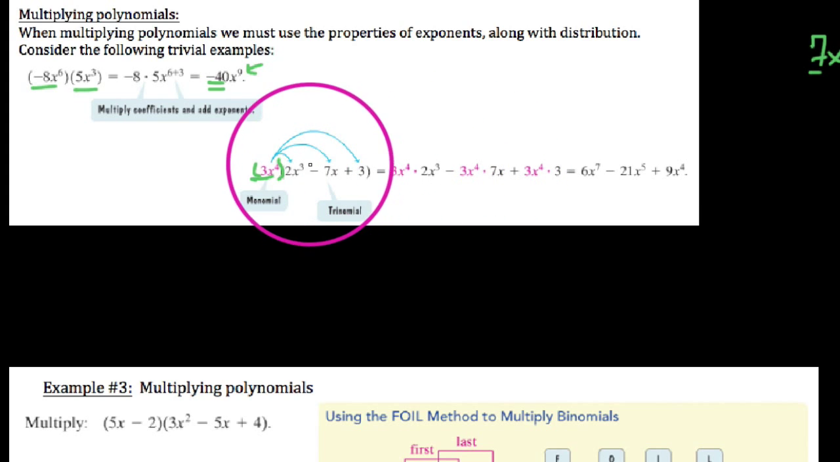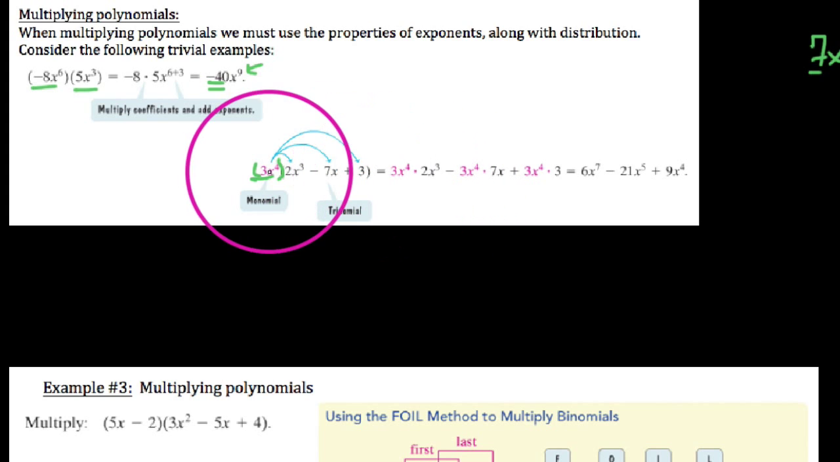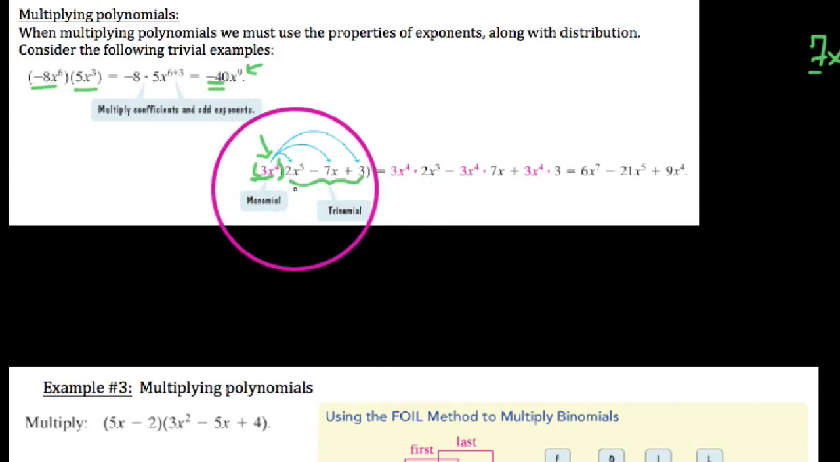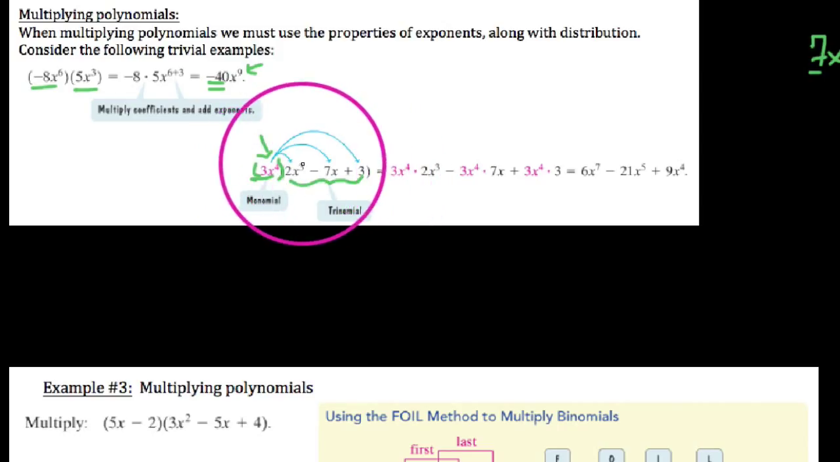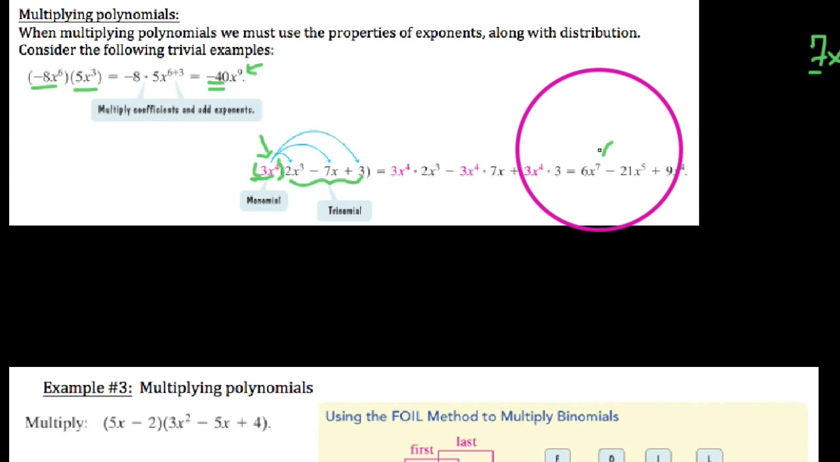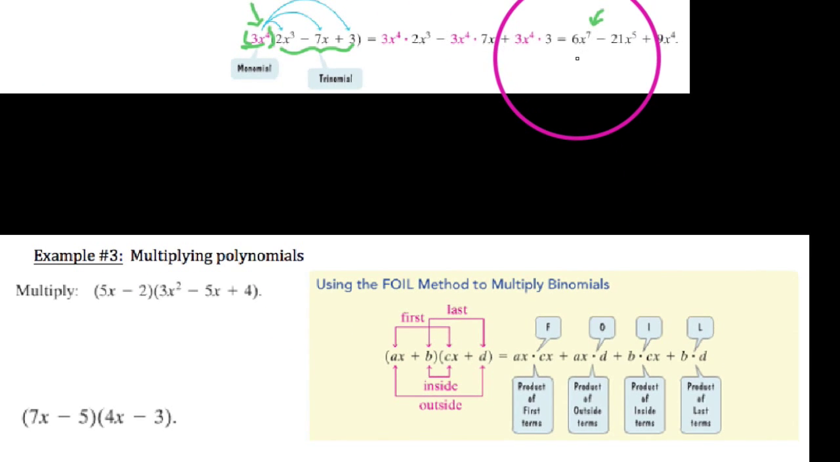And so once we've done this, it's worth noting, if you took 3x to the fourth times 2x to the third, we had a fourth degree thing times a third degree thing here. If you were to take the highest degree here and the highest degree here and multiply them, when you add those exponents, you're going to get something to the 7th. So it's worth noting that if you took a third degree times a fourth degree, or a fourth degree times a third degree, you get a 7th degree polynomial.